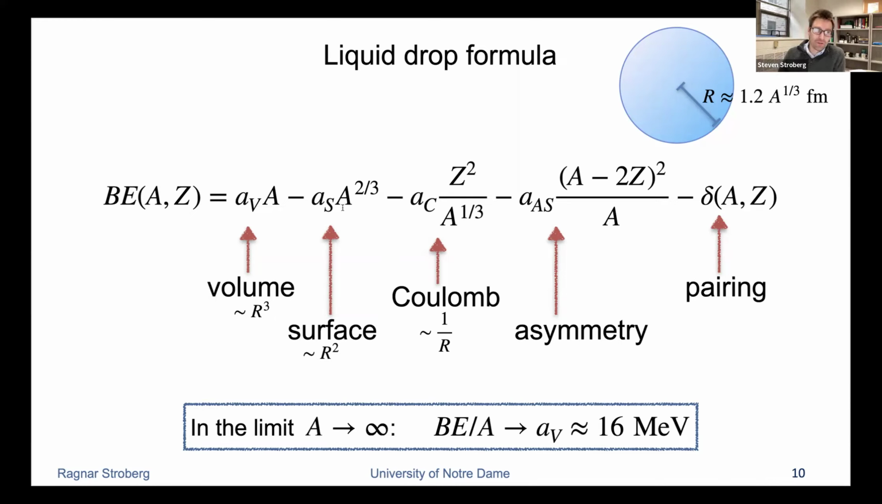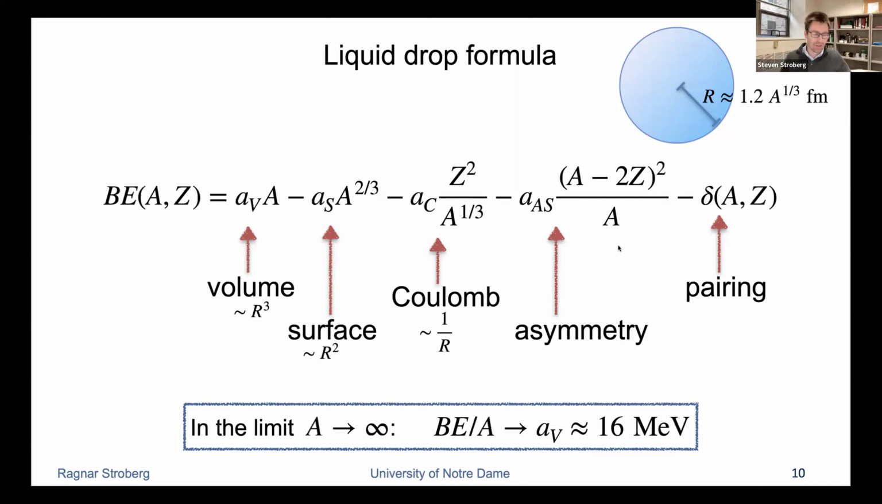So you have a correction for a surface term, which goes like r², which then means A to the 2/3. We have a correction for Coulomb because these are charged particles, so protons don't like being in the same place because they repel. There's an asymmetry term, which basically means that you want to have roughly an equal number of protons and neutrons. You can understand that by the fact that each of them has their own sort of Fermi level, and if you have all protons or all neutrons, then the Fermi level becomes much higher.